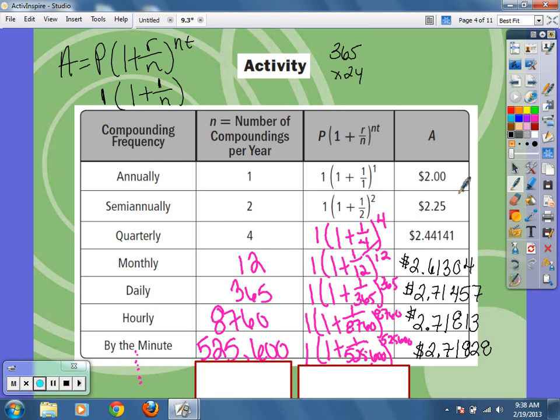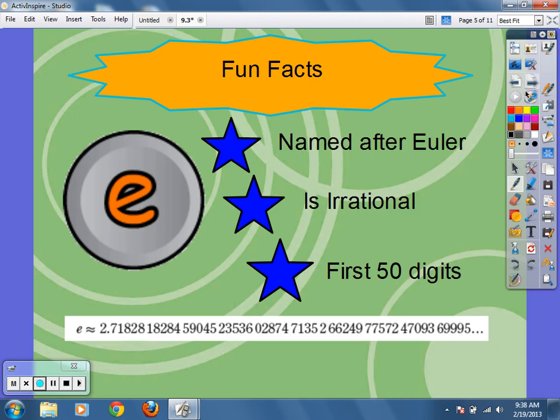Okay, so what happens? Well, you started with $1 and this is getting closer and closer, and it's rounding out here at 2.71. Okay, this 2.71 is actually an irrational number. It's very much like pi. You guys remember pi, 3.14159, yada, yada, yada. This number, this 2.71, actually has a name, and its name is e. It's named after a guy named Euler, not Euler, but we call him Euler. It is an irrational number. It does go on forever and ever and ever.